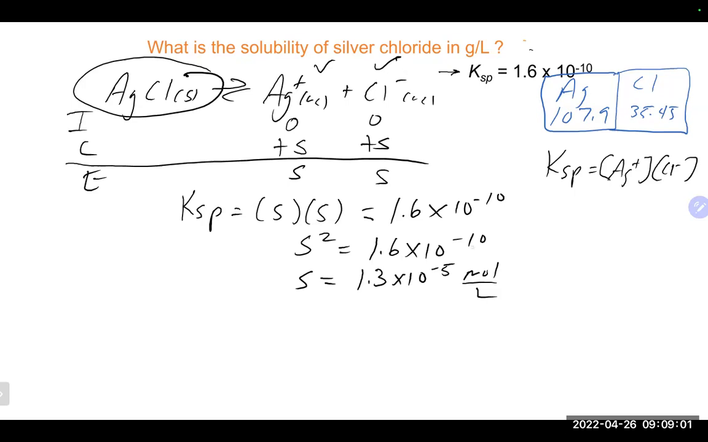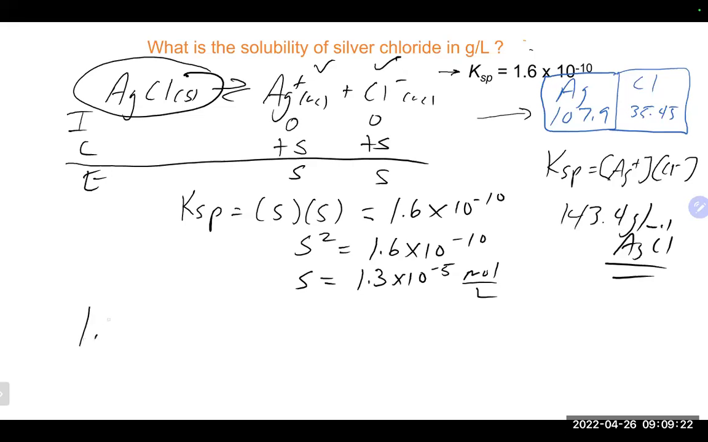So to go from obviously the molar solubility to grams per liter, we need the molar mass there. So we're just going to add those together basically. And that gets us, looks like, 143.4 grams per mole would be silver chloride's molar mass.